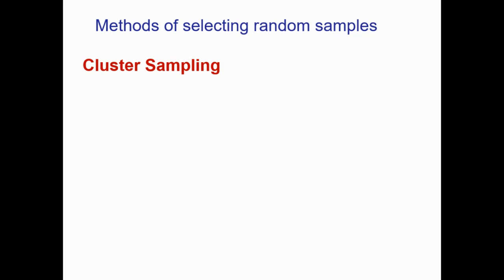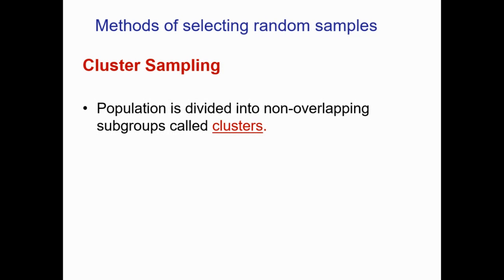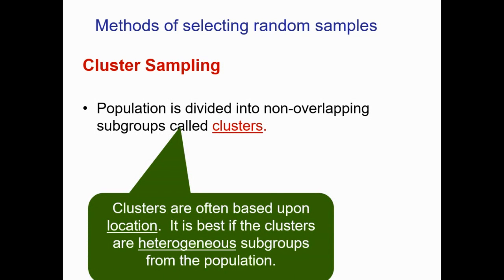Okay. Now, where you could run into problems, well, let's go through these and then we'll talk where you could run into problems. So the population is divided into non-overlapping subgroups called clusters. So in our case, the clusters would be the second period classes. And they're not overlapping because if you have me second period, you can't have Mr. Anthon next door second period. Doesn't work like that. You can only be in one place at a time. So they're non-overlapping. And they're often based on location.